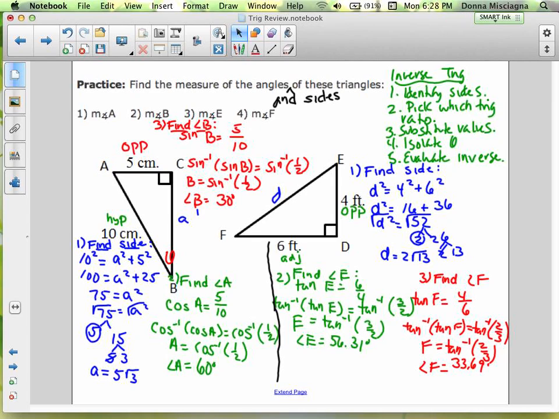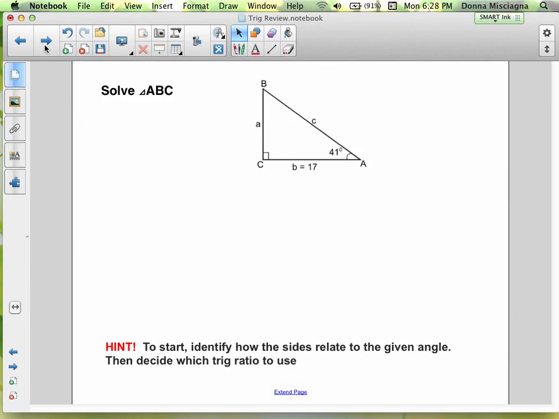All right, so I'm going to pause. I'm going to end this video. In the next video, we're going to solve another problem. And this one, we won't be using inverse trig ratios, but we will be using trig ratios to solve for the missing sides and angles in our triangle.